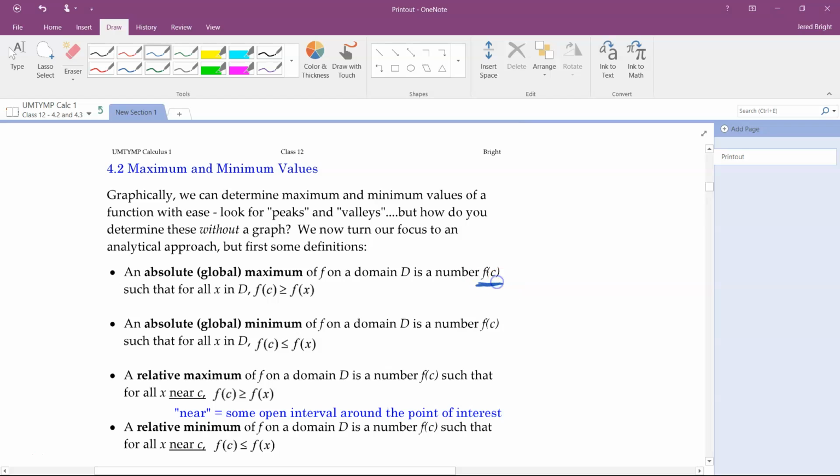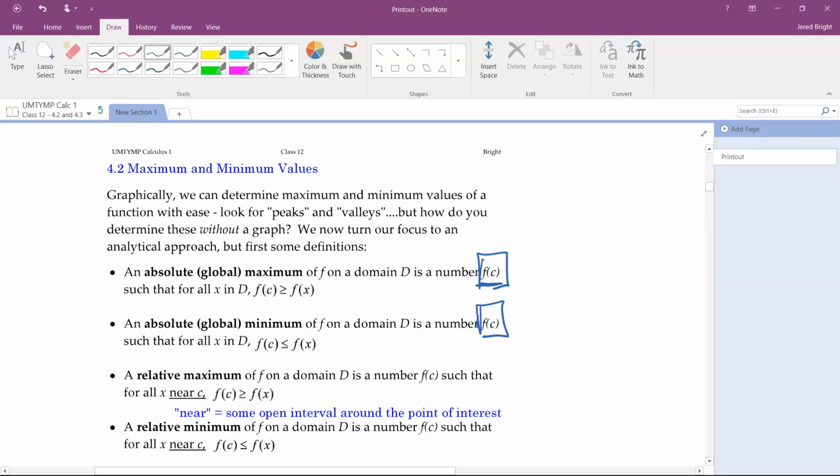So just make sure to communicate any maxima or minima as a y value occurring at a certain x value. This is the highest y value that you have. Similarly, an absolute or global minimum is just going to be the lowest y value that you obtain on the entire domain.